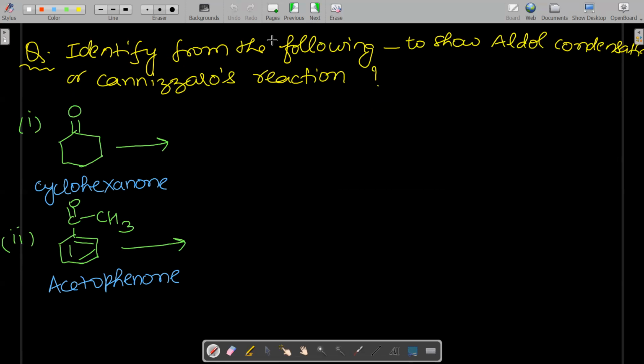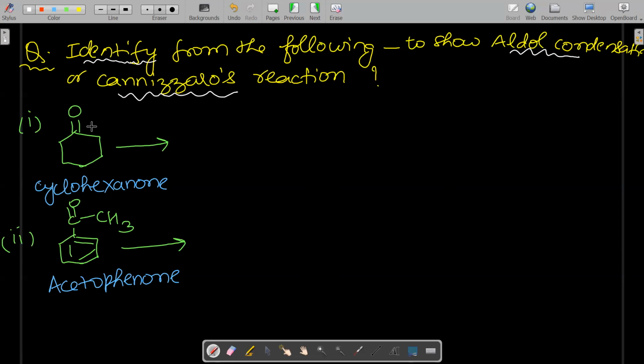So you have just studied both aldol condensation and Cannizzaro reactions. If you understood the concept of aldol and Cannizzaro, then you can easily identify which compound will undergo aldol condensation reaction and which compound will undergo Cannizzaro reaction. So now I have given two examples. Among these two, you have to identify which one will show aldol and Cannizzaro or what. So now these two examples you can see.